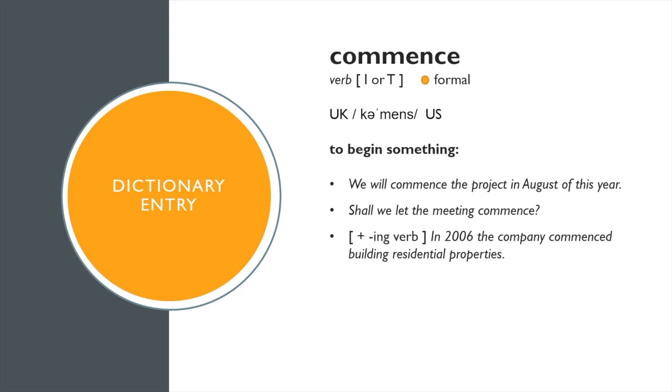Any good learner's dictionary will tell you if a word is formal or informal. In other words, they will tell you about the register of that word. So, for example, in this dictionary entry, the verb to commence is formal. It means to begin or to start something. So you know from this entry that you could use commence in formal writing or formal conversation.